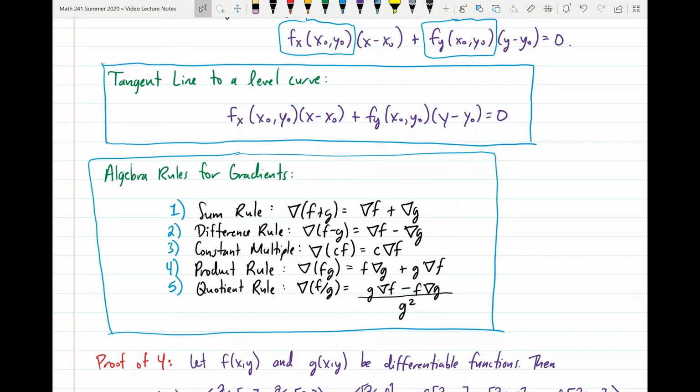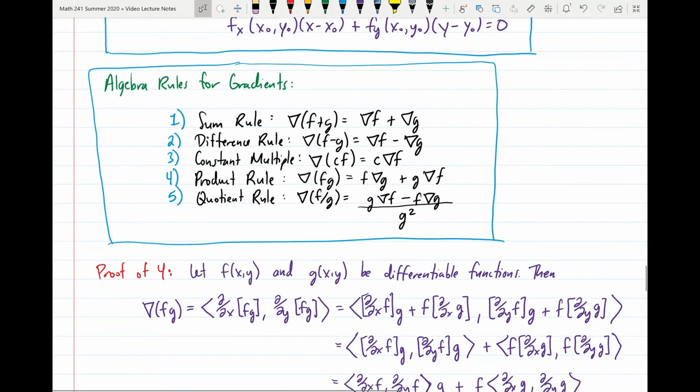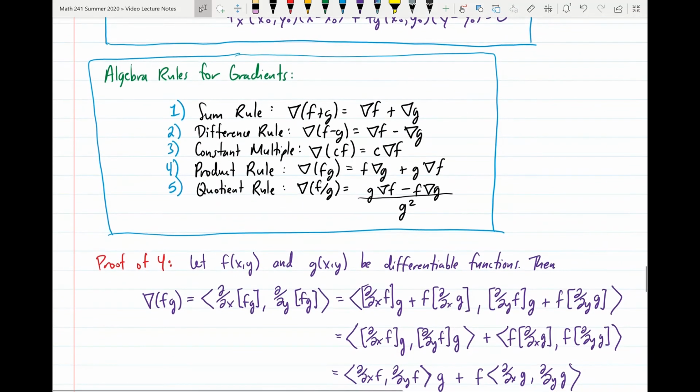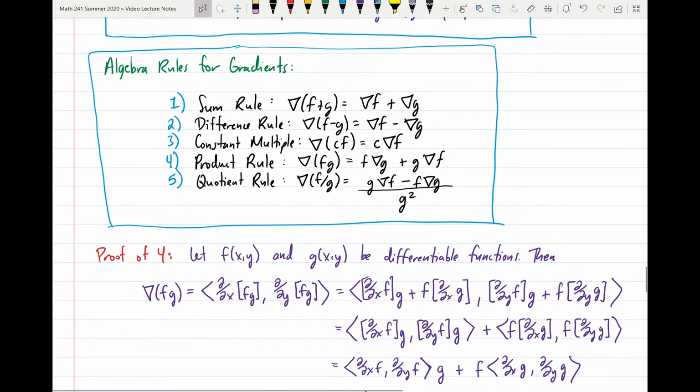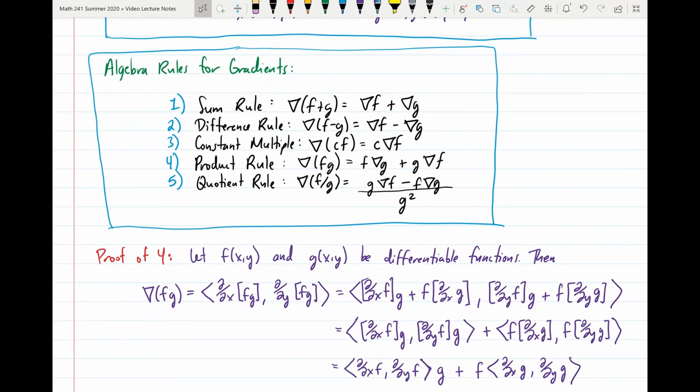So now I want to talk about some algebraic rules for gradients. You'll notice that all 5 of the rules that I have given in the box here will very closely mimic the rules for differentiation, so they should be pretty easy to memorize. So the first rule is the sum rule, which says that the gradient of f plus g, where f and g are both just some functions, we're adding them together, is equal to the gradient of f plus the gradient of g. We then have the difference rule, which says that the gradient of f minus g is equal to the gradient of f minus the gradient of g.